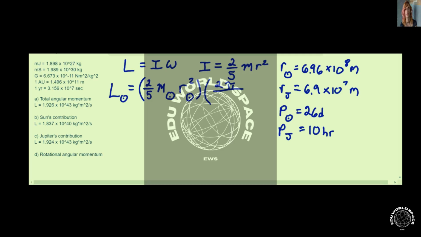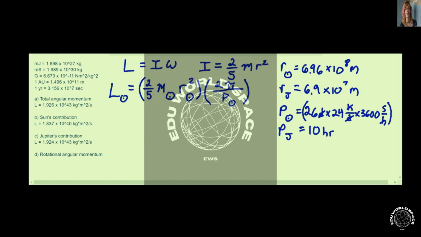The period of the sun is given in units of days, 26 days. So in order to plug that in, we need to convert it into seconds. So we'll take the 26 days times 24 hours per day times 3,600, aka 60 squared, seconds per hour. So our days cancel, our hours cancel, and that's what we're going to plug in. 26 times 24 times 3,600. That's how many seconds are in the period of rotation. I'm just going to put P, period of the sun.